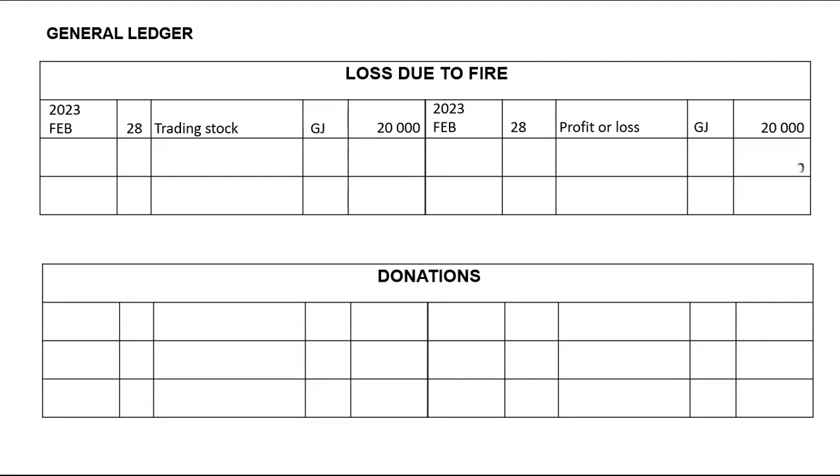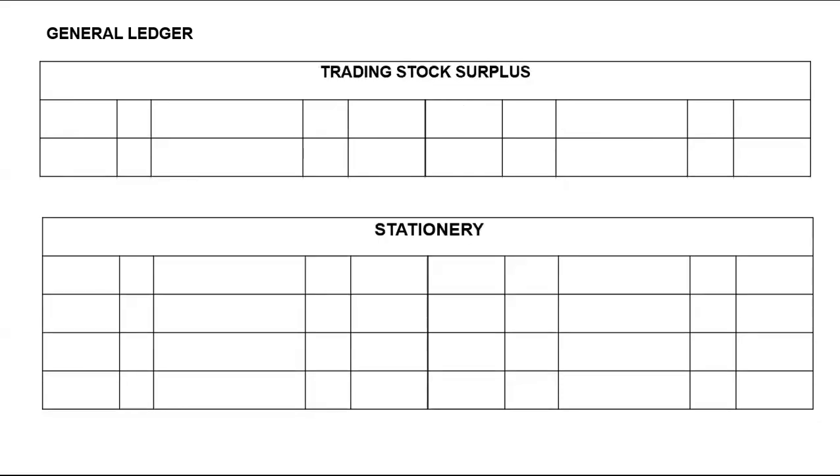Donations, similarly to loss due to theft, it's an expense. It will increase on the debit side by the cost price of goods returned. If it was cash, it will be bank there instead of trading stock. And we will close this against profit or loss as well. Trading stock surplus, it's income, it'll be minus plus, and income increases on the credit side. Anything that increases owner's equity increases on the credit side. And that is trading stock.